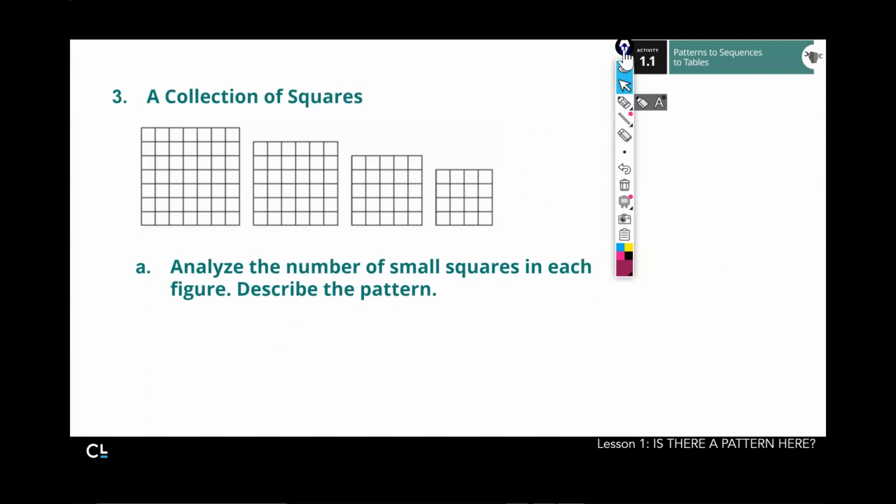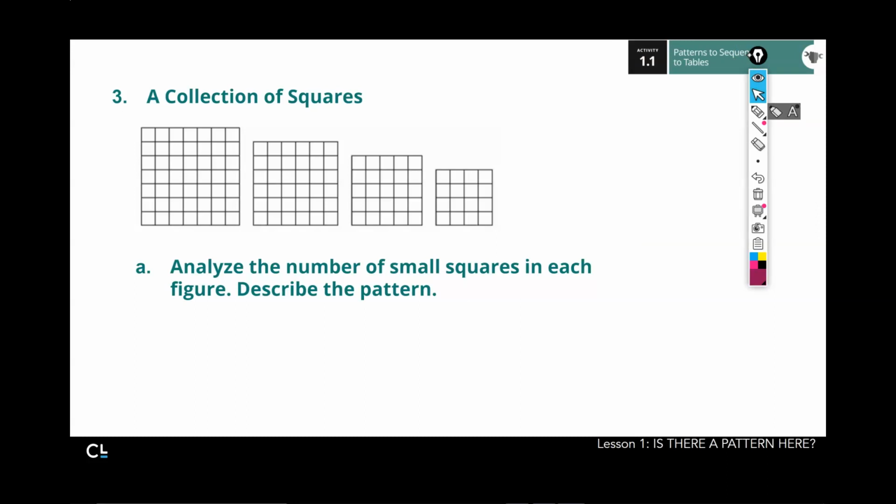Let's look at another sequence or pattern. A collection of squares. Analyze the number of small squares in each figure. Describe the pattern. The number of small squares are decreasing perfect squares. So we just talked about perfect squares, beginning with the square of 7. So let's look here. I've got 1, 2, 3, 4, 5, 6, 7. 1, 2, 3, 4, 5, 6, 7. So 7 times 7 gives us 49 squares.